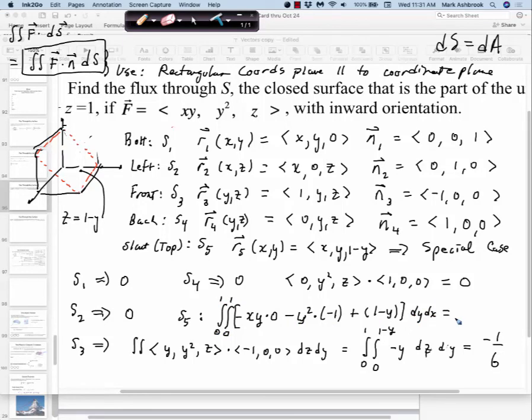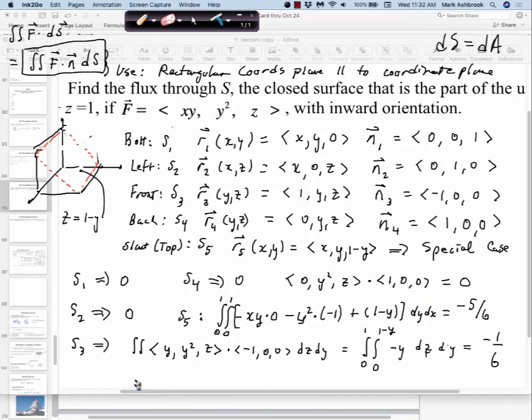So S5 is, I get negative 5/6. So if you do the math, you should get negative 5/6 for S5. Therefore, did anyone get through all that yet? It's okay if you didn't. That's what you'll get when you do that double integral, which is not hard, but we won't take the time to do it. You should get negative 5/6.